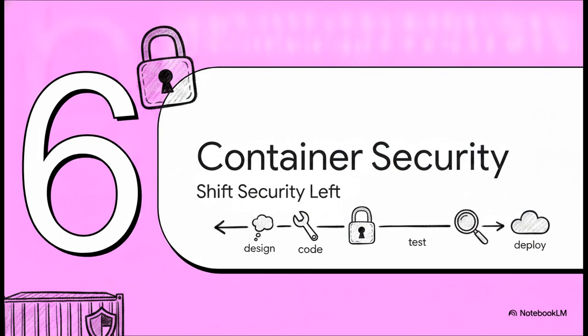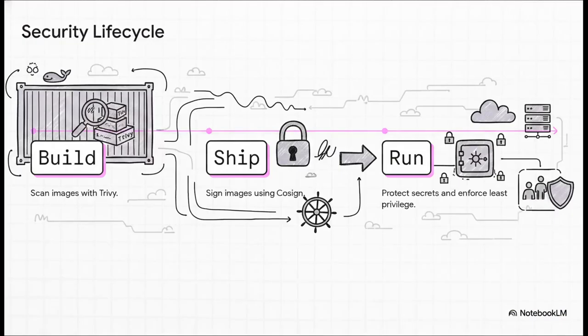And that brings us to our final pattern, Section 6, Securing the Container, Shifting Security Left. Obviously, security has to wrap around this entire lifecycle we just talked about. Securing a production cluster actually starts all the way back at the very beginning, in the Dockerfile itself. During the build stage, we scan our images with Trivy to catch any vulnerabilities super early. Then, in the ship stage, we sign those images using cosign to guarantee their integrity. Finally, in the run stage, we're protecting our credentials using external secret managers, and we're dynamically enforcing least privilege with tools like Kyverno. You see, security isn't an add-on, it's woven into literally every single step.